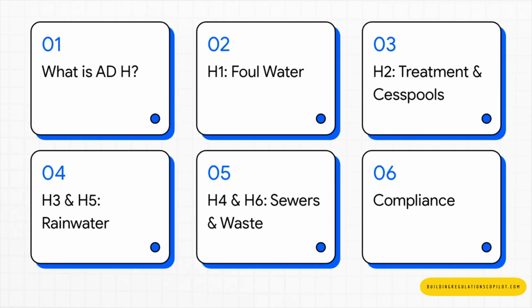So here's the plan. We'll kick things off with what Approved Document H actually is, and then we'll walk through each of its 6 key parts, from foul water to rainwater, and even what to do about building over sewers. And then we'll wrap it all up by talking about what this means for actually complying with the rules.